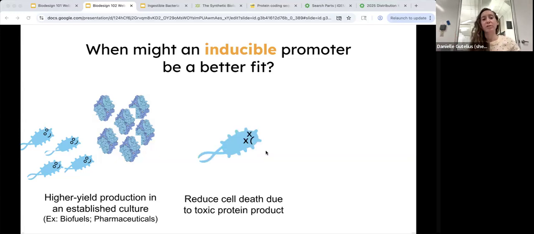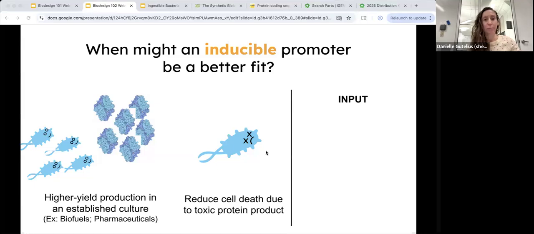Another time you might want to use an inducible promoter is if the protein product you're trying to make is harmful to your host. You would want expression of your protein to be off until you needed it to help reduce stress on your cells and cell death. So in these two situations, your system's input would be your inducing agent.